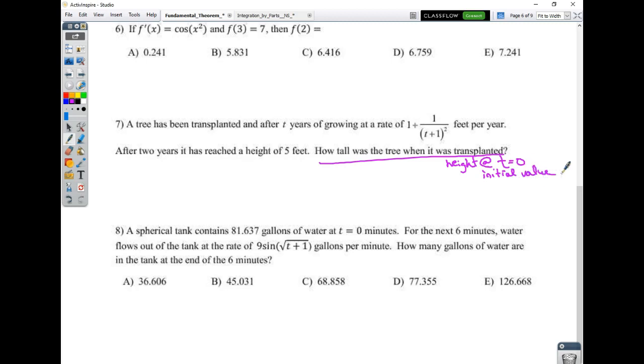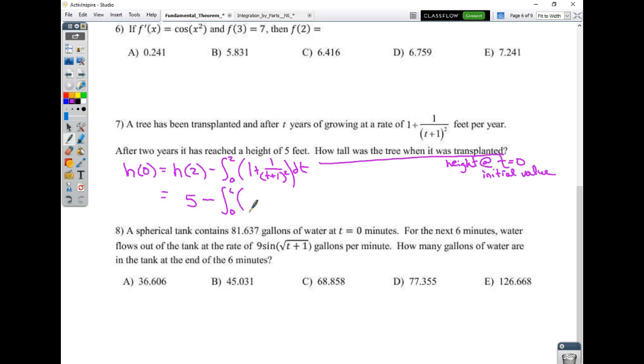So I think about it. If I want an initial value, I need to take my final value and subtract whatever growth we got. So to find the height at 0, I would really need to take the height at 2 years and subtract from that an integral from 0 to 2 of my 1 plus 1 over (t plus 1) squared dt. And from here, we would realize that this can be written as 5 minus that same exact thing.